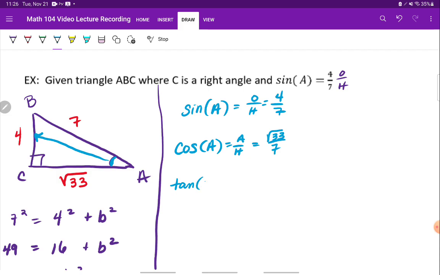And tangent of angle A. That's our opposite side divided by our adjacent side. It'll be 4 over the square root of 33, and we'll rationalize that. We get 4 square root of 33 over 33.